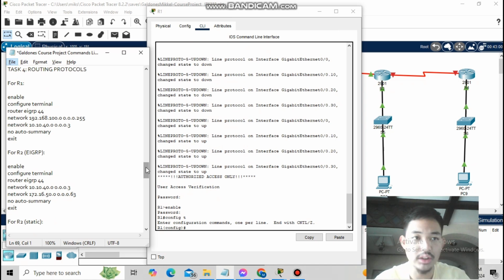Alright, so now that I have finished tasks 1 to 3, it is now time for me to move on to task 4, which is to enable the routing protocols in each of the 4 routers in our network. So let's do just that.